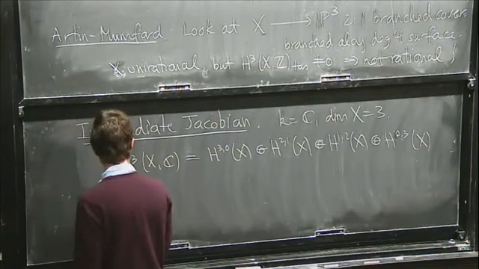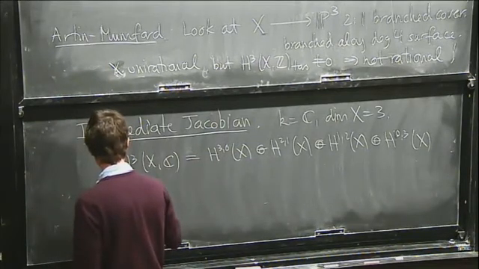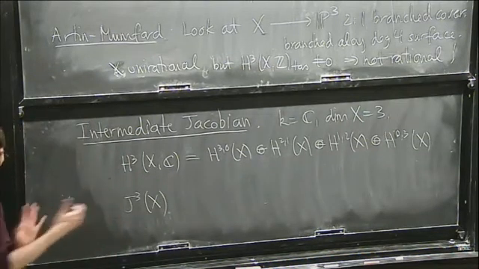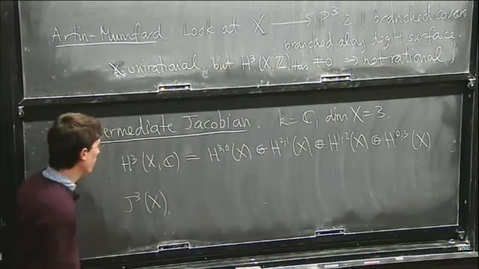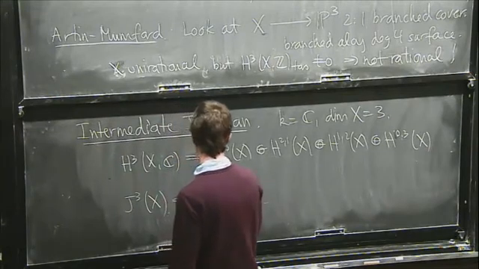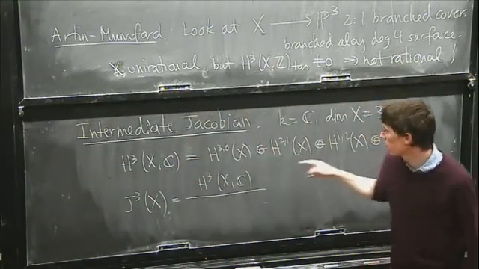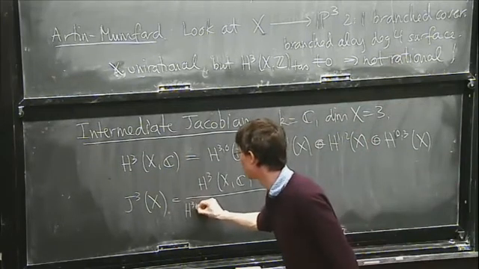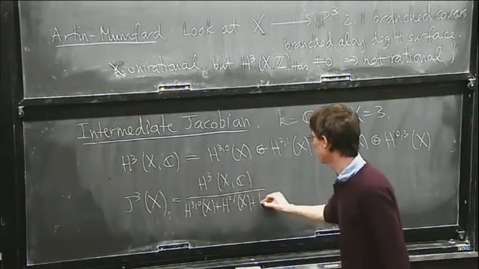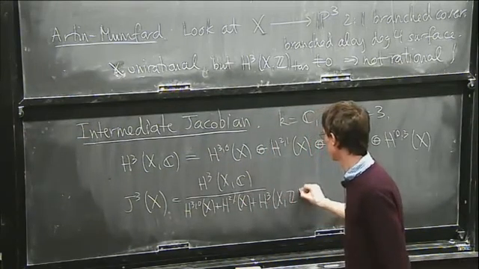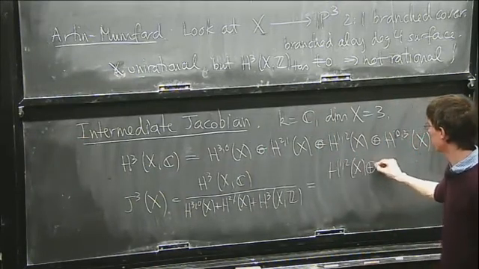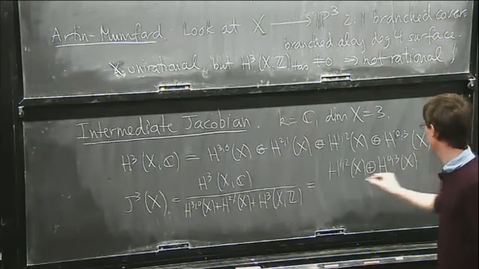And so the intermediate Jacobian is defined by analogy with the Jacobian of a curve, which is constructed from the H1 of a curve. So here you take the H3, but you do a similar construction. So you take the entire vector space, and you divide out by these two pieces here in the Hodge decomposition. And you also divide out by the integer cohomology. So this is, in other words, it's the H^{1,2} of X plus H^{0,3} of X.